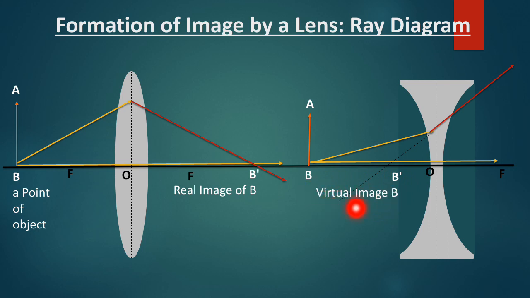Why virtual image? Because you see, this is one ray and this is the other refracted ray. Those are actually not meeting, but they appear to be coming from this common point B dash, and that's why B dash is the virtual source of these two rays. So this is taken as the virtual image of this point B. Clear? Now how will we draw the ray diagram for the object taken at different positions.